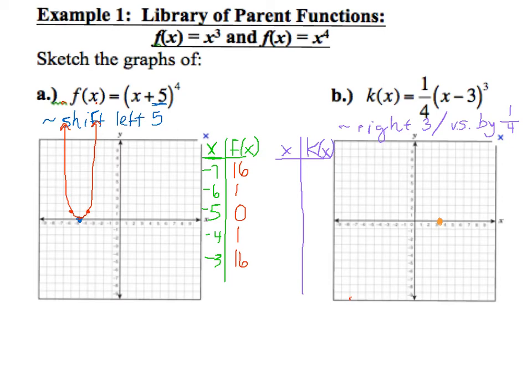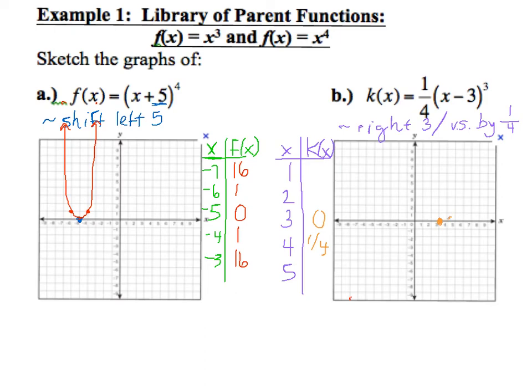So what we want to do next is plug some values into our table. If we start at 3, we're going to surround that with 4, 5, 2, and 1. And we already said if we plug a 3 in there, we're going to end up with a 0. So we have the point over 3, up 0. Plug a 4 in, you get 4 minus 3 is 1, 1 to the third is 1, times 1/4 is 1/4, so you go over 4, up 1/4.